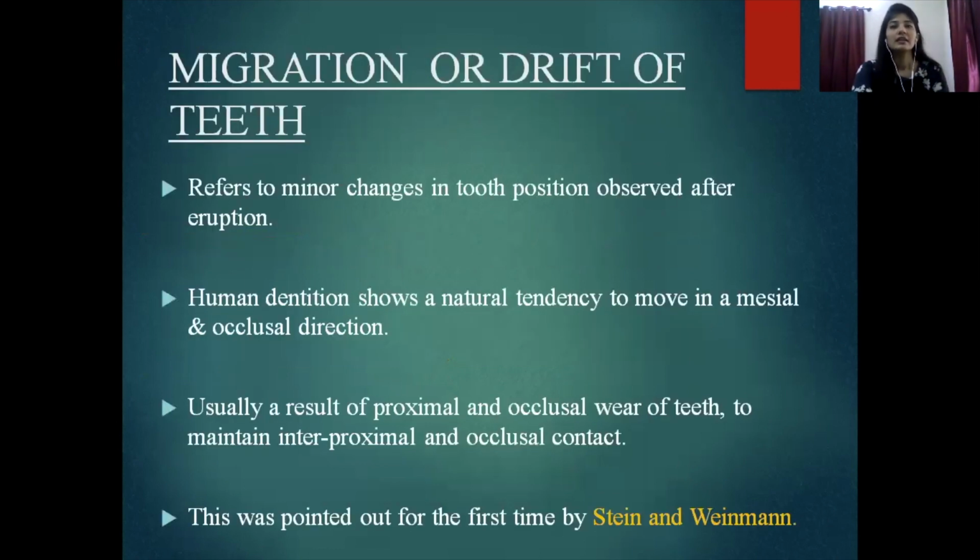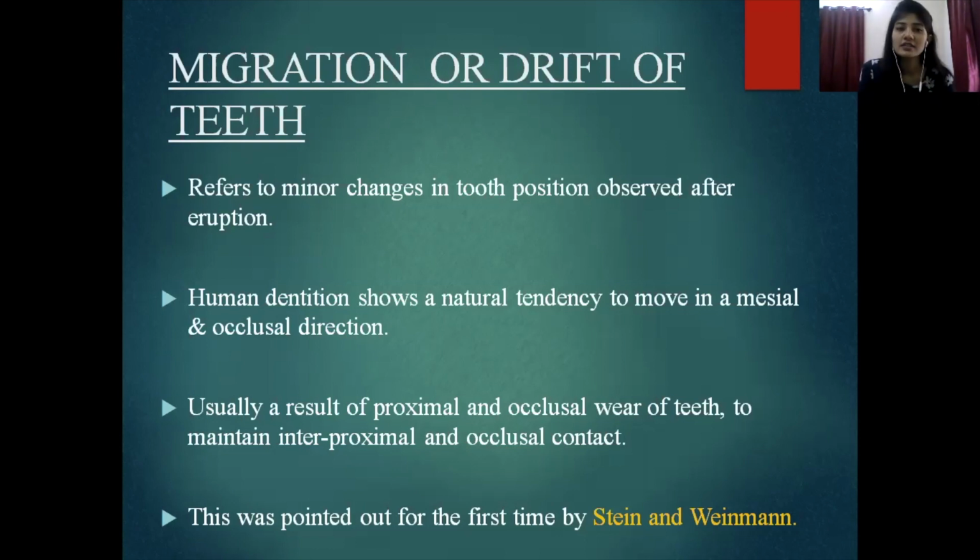Then coming to the next, in the physiology of tooth movement, is the migration and drift of the tooth. This refers to the minor changes in tooth position observed after the eruption. The human dentition shows a natural tendency to move in the mesial and occlusal direction: mesial because of the direction of the muscles, and occlusal obviously because of the occlusal forces acting along the axial axis towards the occlusal surface of the tooth.